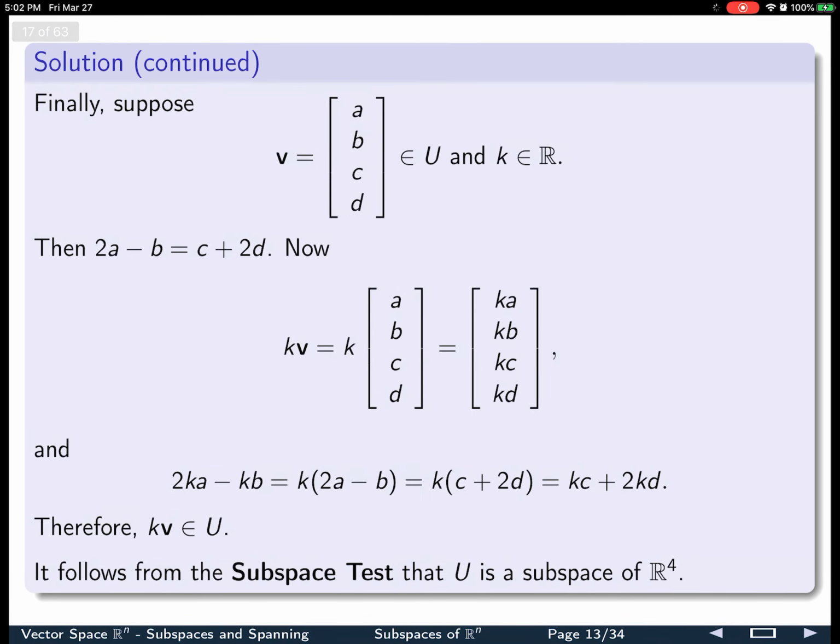And here's what it looks like to be closed under scalar multiplication, where the scalar here is k. We're still in the same form as what we started off with. Therefore, this space U is indeed a subspace of R4. And in actuality, and we'll see this towards the end of the slideshow, this is a three-dimensional subspace of a four-dimensional space.